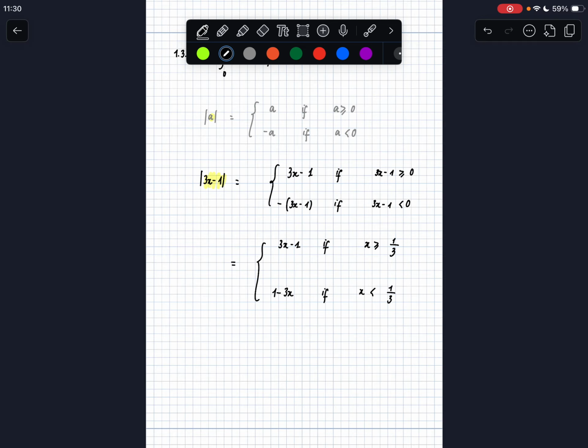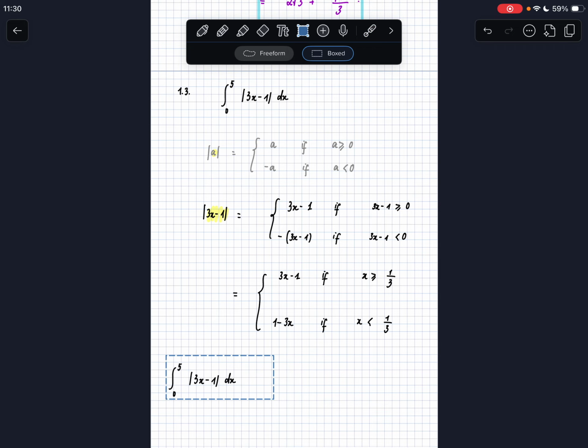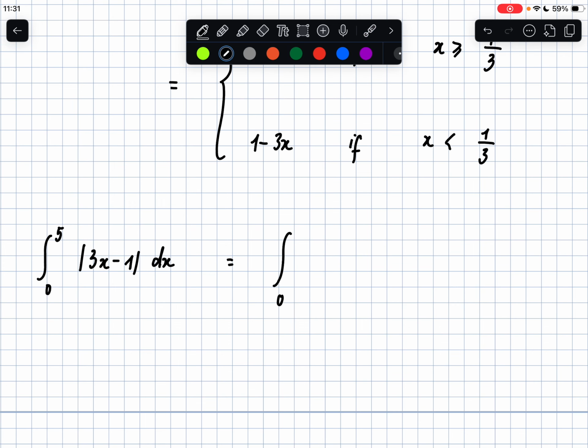Now we can write down this integral. We look at 0 to 5. So 0 to 1/3, 1/3 to 5. Break it into two parts. 0 to 1/3, absolute value of 3x minus 1, I just let it be for now. 1/3 to 5, absolute value of 3x minus 1 dx.